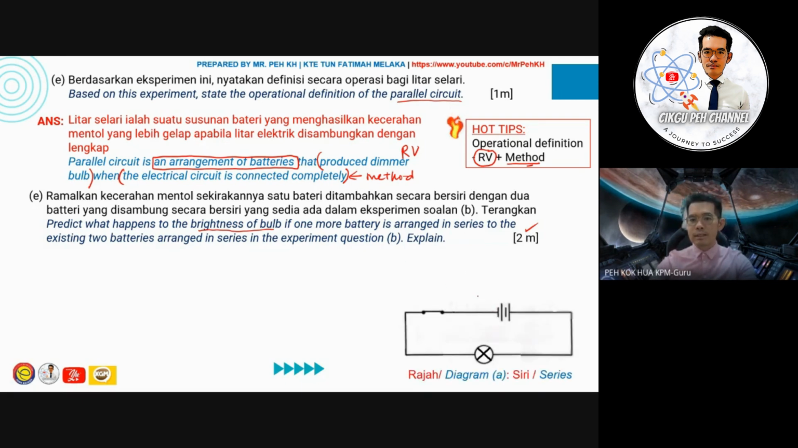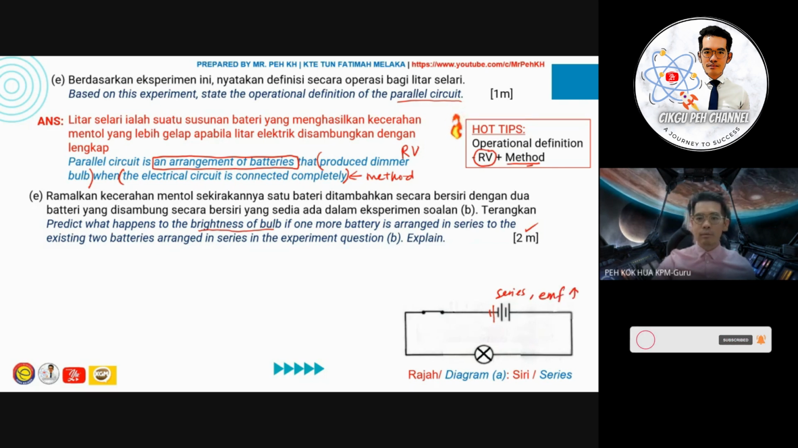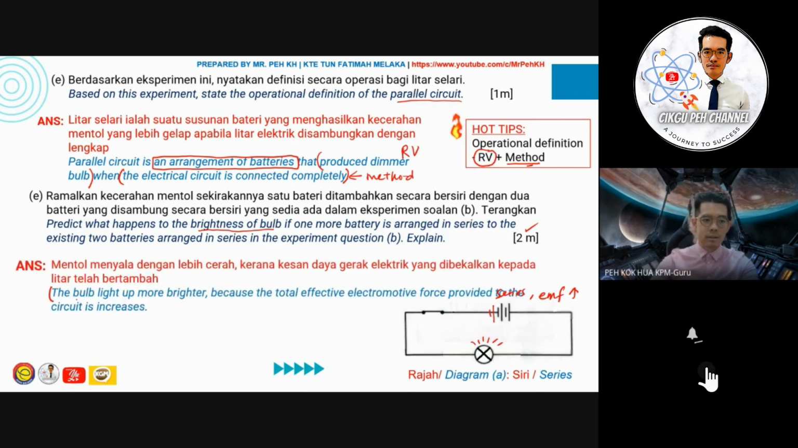The question asks for the observation of the bulb when we add one more battery to the circuit here. As we already discussed in the theory, when more batteries are added in series, more E.M.F will be supplied to the circuit, so the current flow will be more and the bulb is expected to be brighter. So the answer will be: the bulb lights up brighter. The reason is that the total electromotive force provided to the circuit increases.